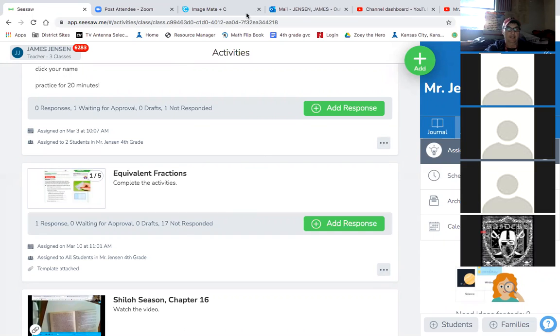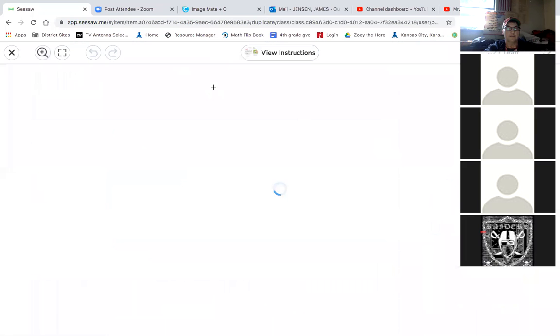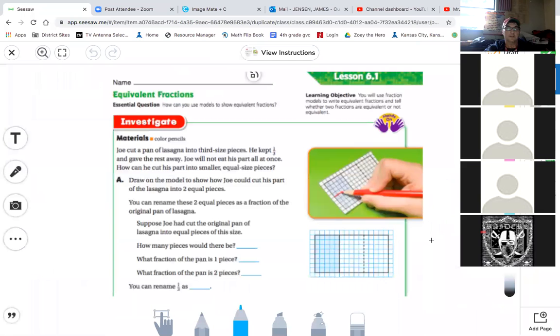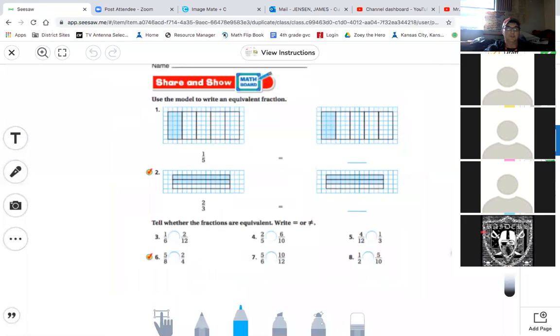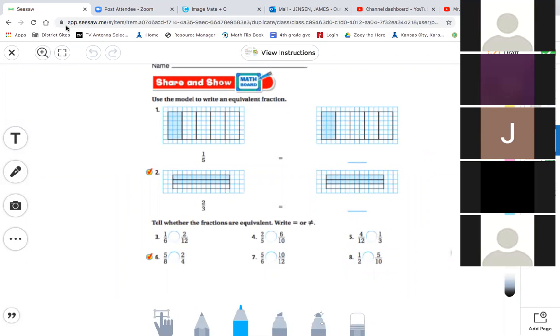And we are looking at, let me go back to mine. Oh, it erased all my changes. Why did it do that? So let's go here to the third one. We shall all be at the third slide where it says share and show. We all there?